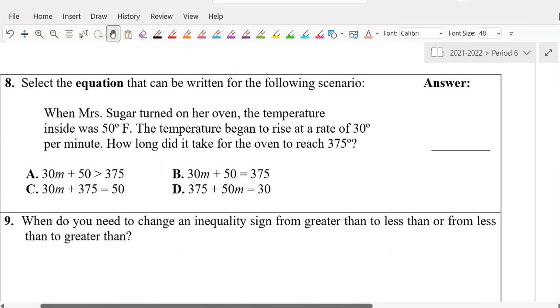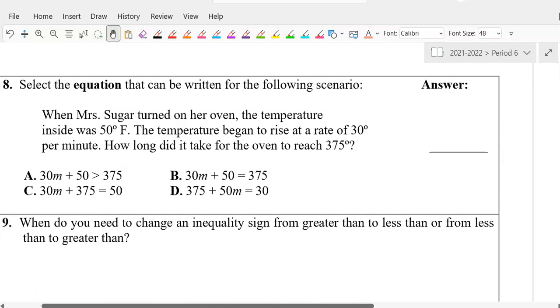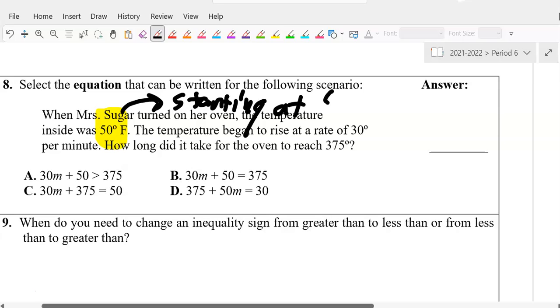When Miss Sugar turned on her oven, the temperature inside was 50 degrees. And we need to look for a number by itself, which is called a constant. Okay, so for 50 degrees, write this down on your paper. We know that it's starting at that temperature, right? So starting at 50 degrees. Sorry, we're kind of running out of time. Starting at 50 degrees, so that means we will use a constant.